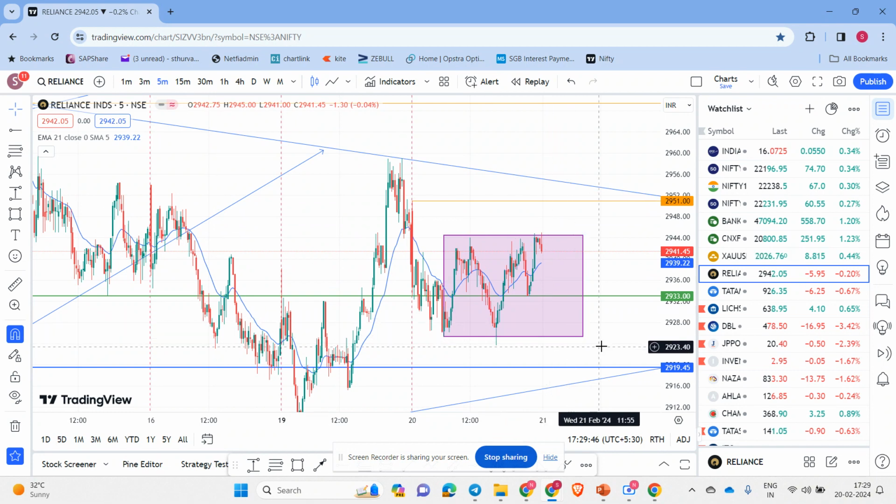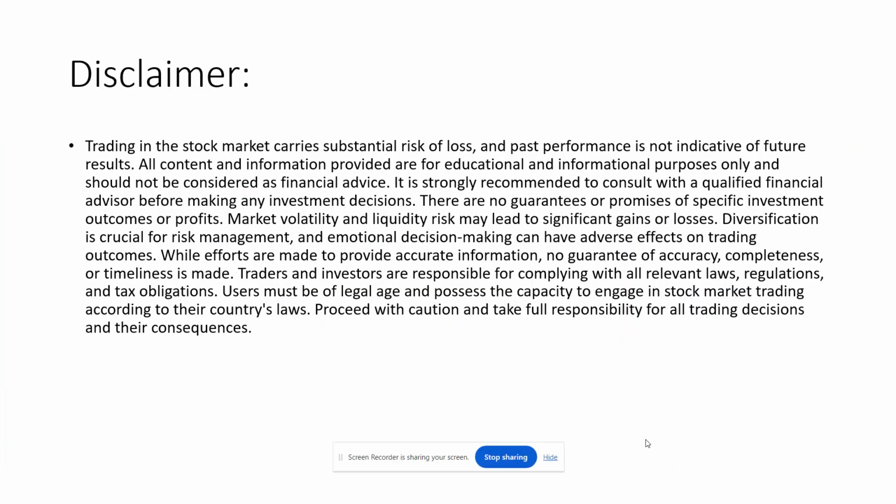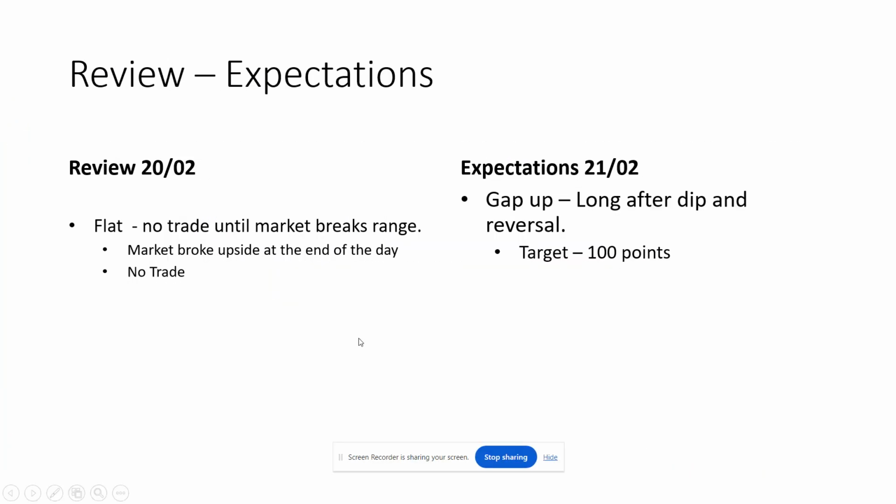In case it breaks today's low, we have to see whether it is going to break this trend line and continue. Then we can expect 2,900 again. So these are about Reliance, and this is what I've captured.